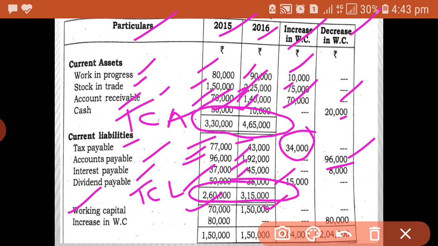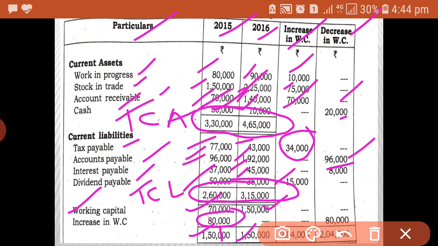We have identified working capital. Then we have to find the balance. How to find the balance? One is 70, one is 150. So 150 is given in both the amount columns. Here in the second year it is okay. In the first year this is a shortage, that is 80,000. This is an increase in working capital. How is it mentioned as increase or decrease? Just look here. First year it is 70, second year it is 150.